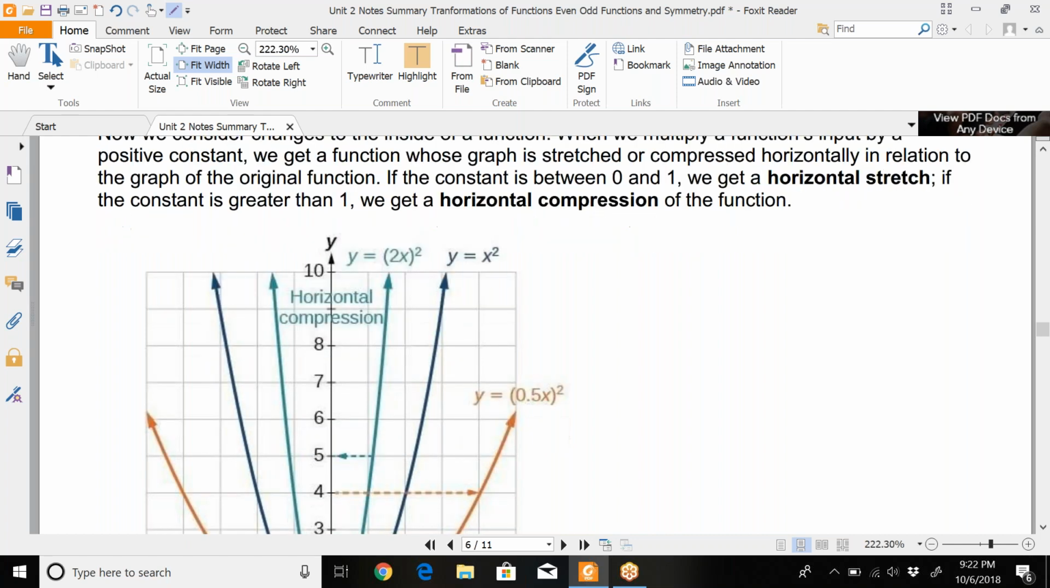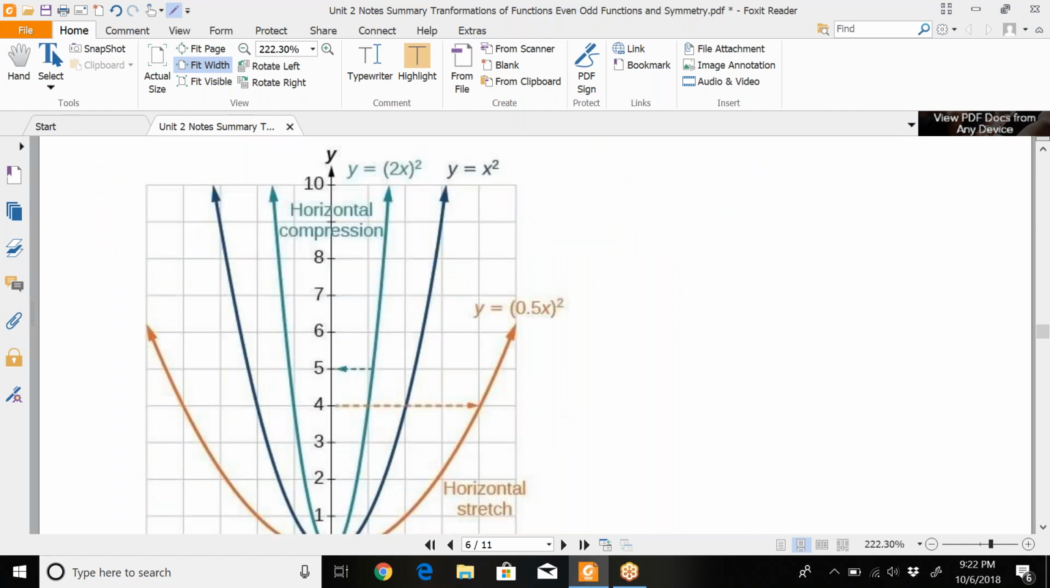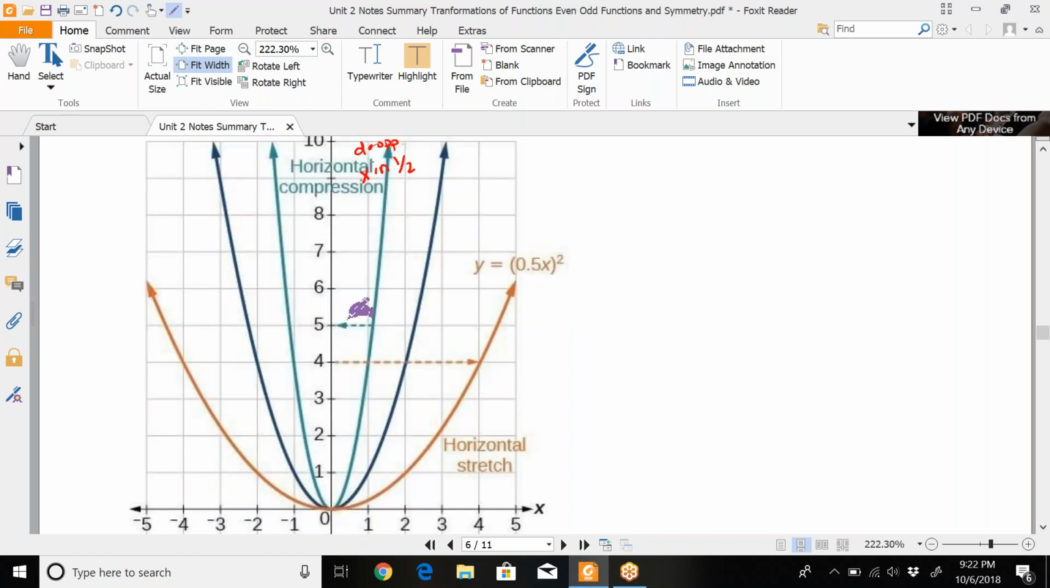And remember, anything that happens inside the function is the opposite of what you think. So notice here's x squared. If you put a 2, so if the number in front is greater than 1, you actually do the opposite. So you cut the whole thing's x's in half, because remember, this is changing x. Anything outside the function is changing y. So notice the x values shrunk to a smaller interval by half.